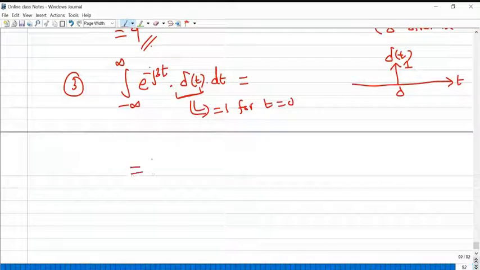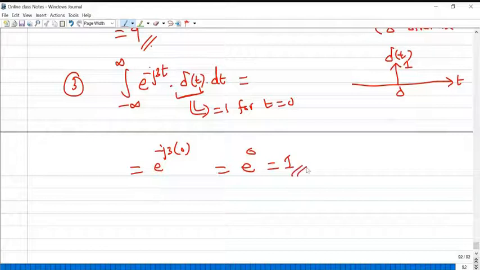So the result is the rest of the term, e to the power minus j3t, where t is also replaced by 0. That is your result: e to the power 0. So this is some basic idea, and from this I hope you can solve any kind of given integrations.